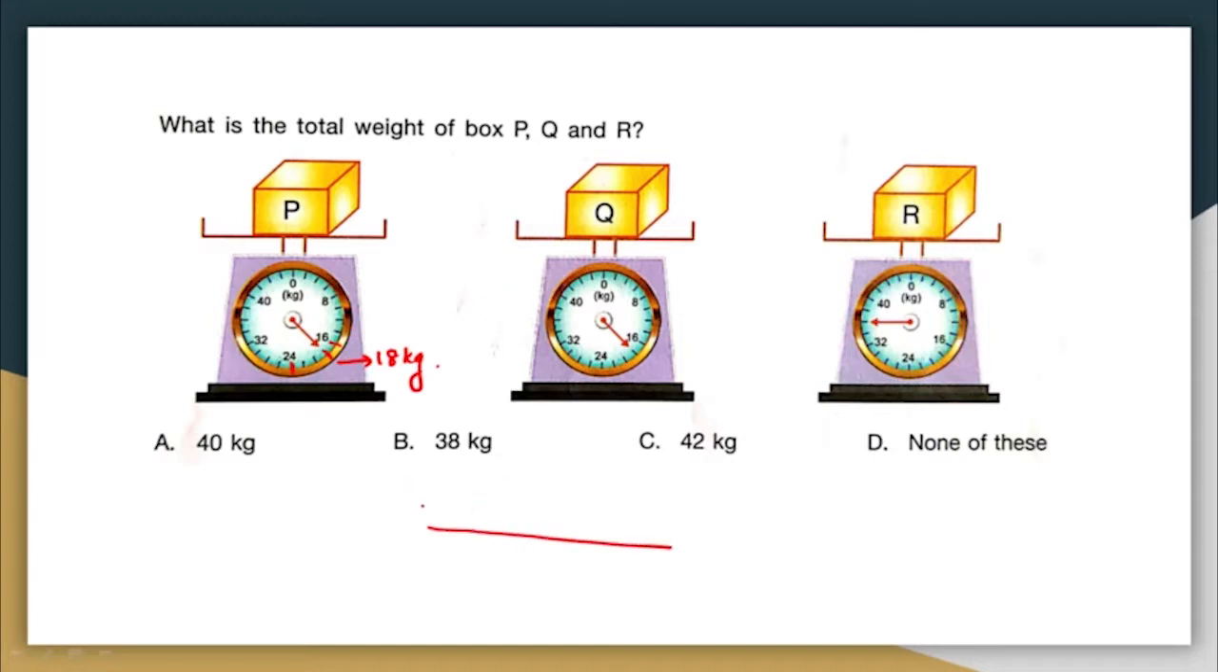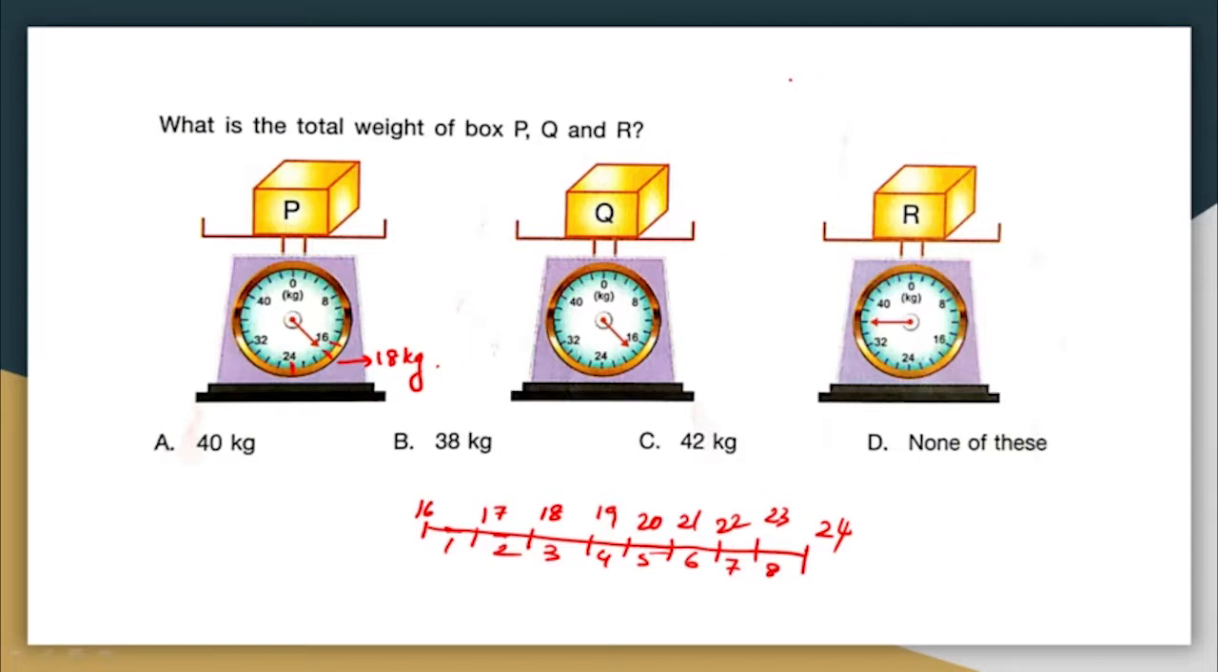Ideally, if you have a scale, let this be 16, then you will have 17, up to 23 and 24. This is how a normal scale will look. So how many spaces are there between 16 and 24 actually? 1, 2, 3, 4, 5, 6, 7, 8. Actually, there are 8 spaces between 16 and 24.